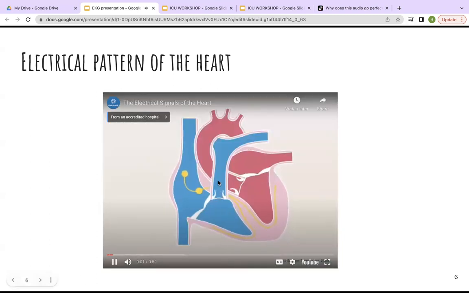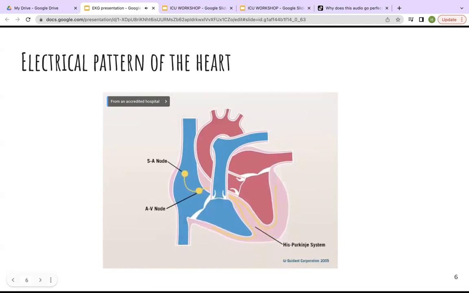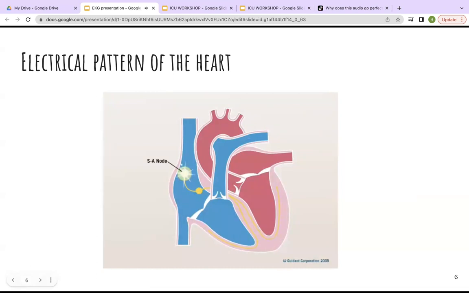Your heart's electrical system includes three important structures: the SA node, the AV node, and the His-Purkinje system. They trigger and carry electrical signals through your heart to make it contract and relax. The SA node is a bundle of special cells in your upper right atrium. These cells create the electrical signals that trigger your heartbeat. The SA node is sometimes called your heart's natural pacemaker.